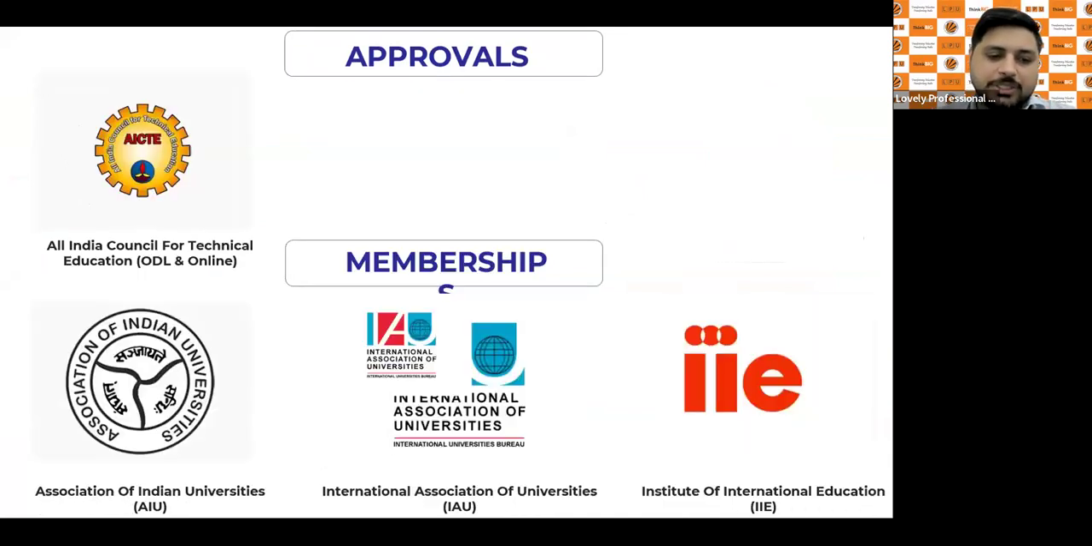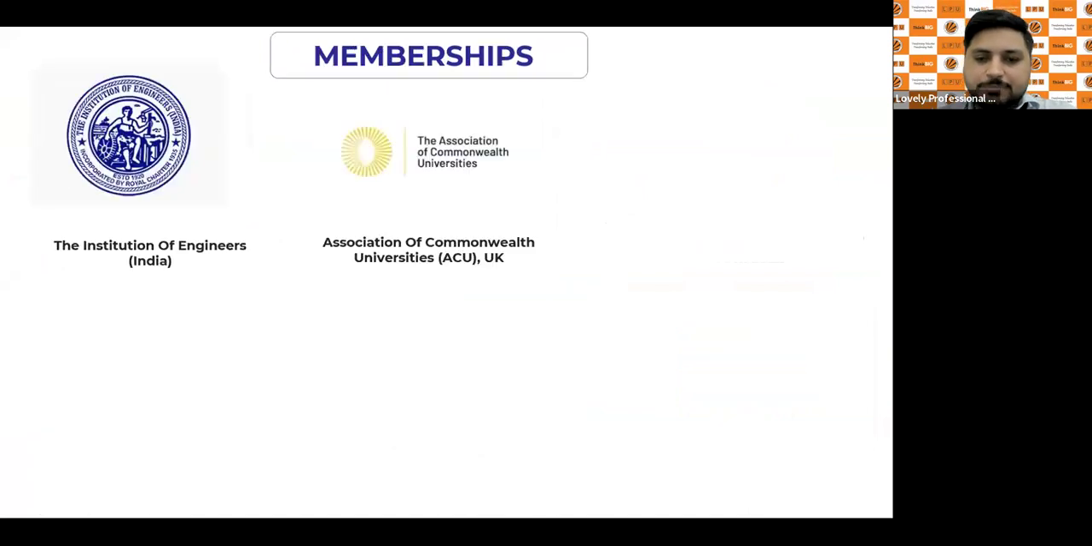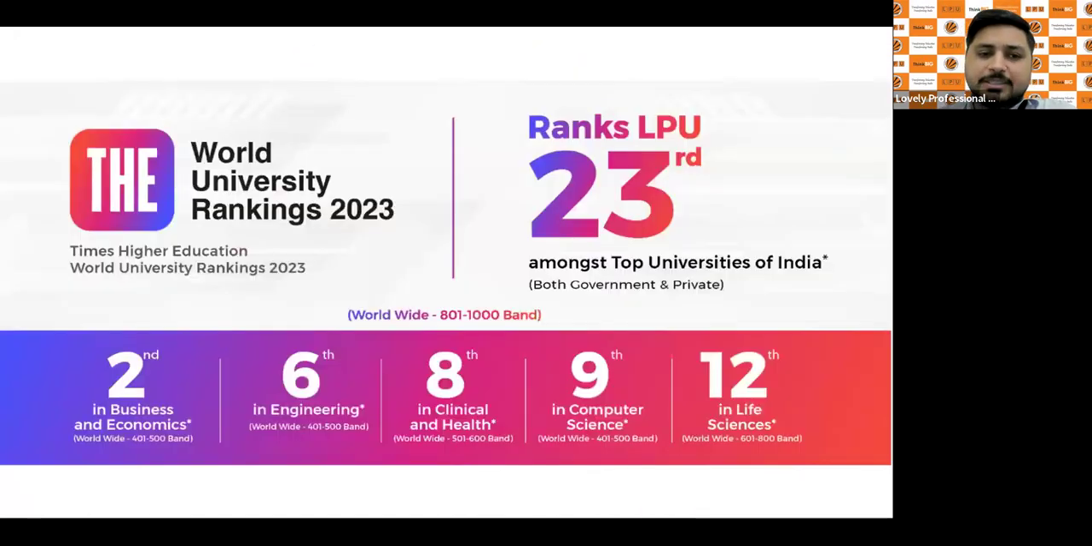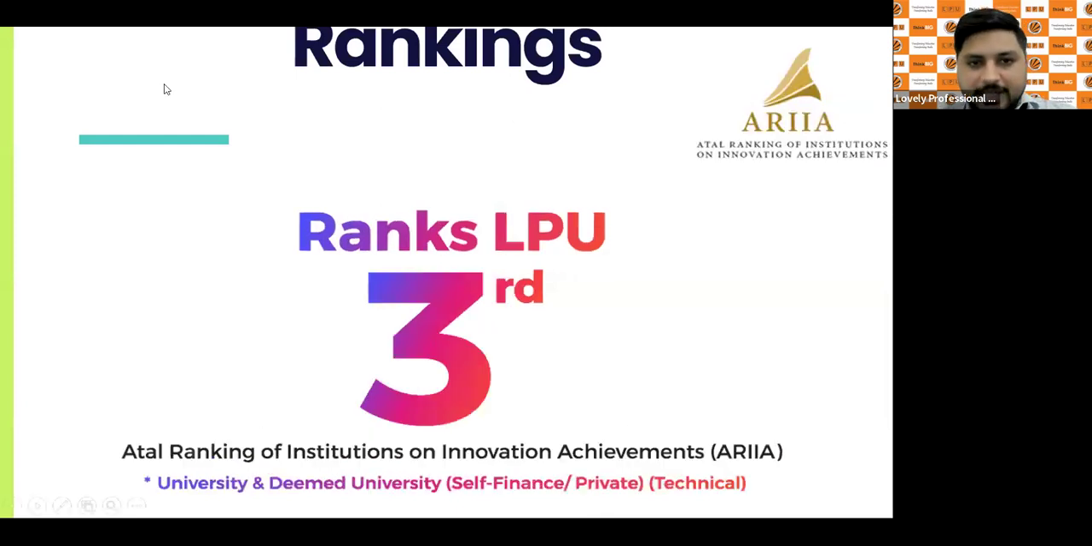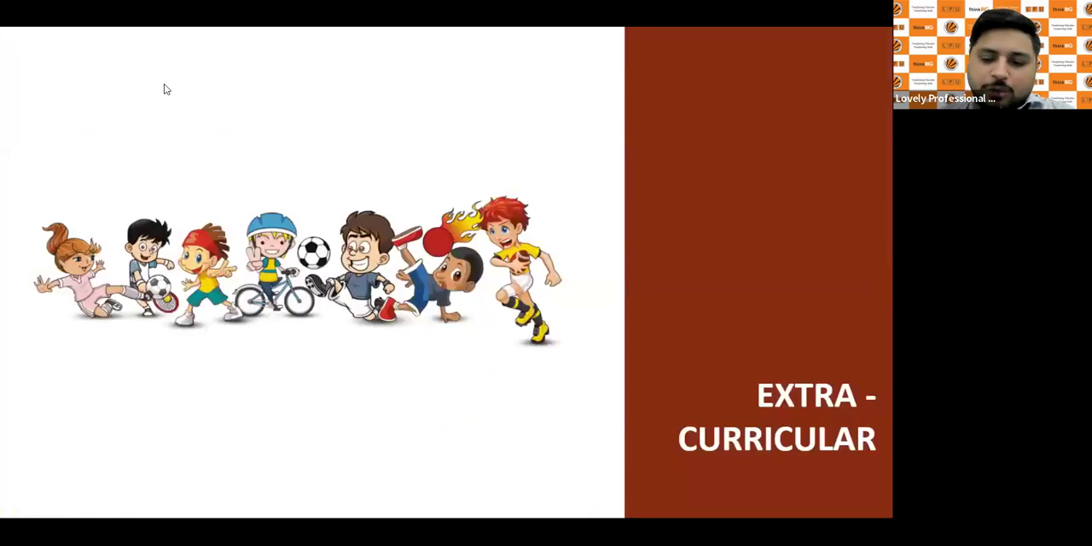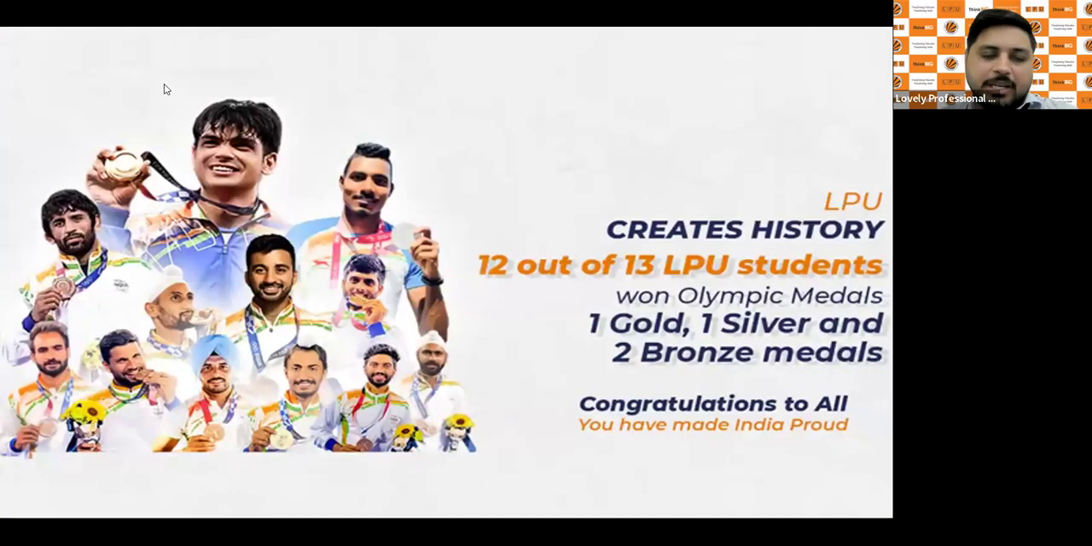If we talk about membership, we are a member of the Association of Indian Universities. We are also a member of the International Association of Universities. If we talk about rankings, in the Times Higher Education World University Ranking 2023, we have been ranked 23rd. In the World Universities with Real Impact Ranking, we have been ranked second. In the Atal Ranking of Institutions on Innovation Achievements, we have been ranked third.